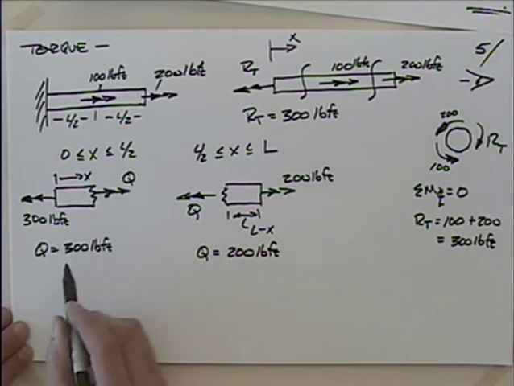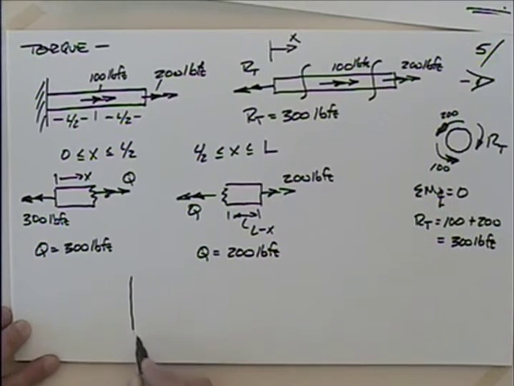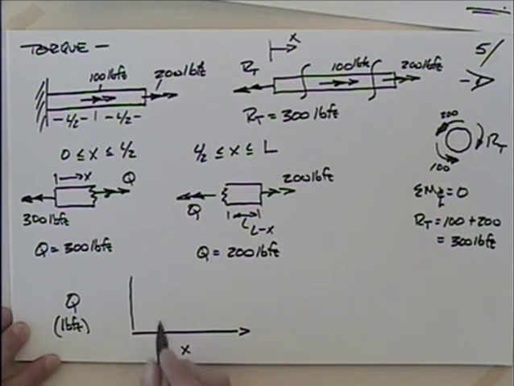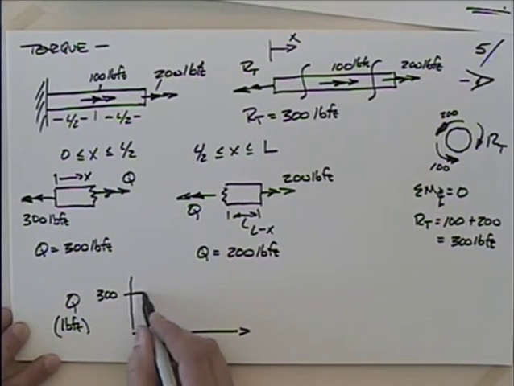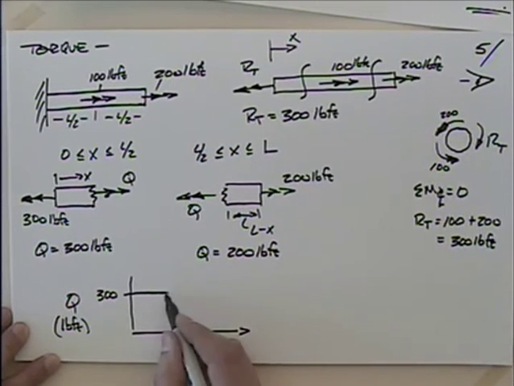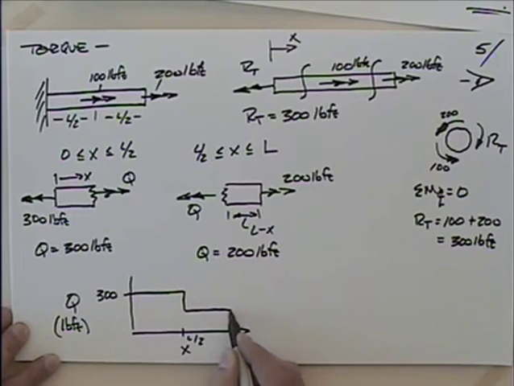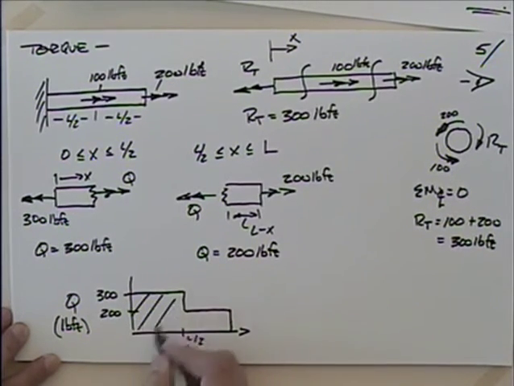So in the first region here, I know I have 300. In the second region, I have 200. So when I go to plot this thing, here is X, and here's our torque in pound-feet. And we have, for a while, 300. And then at L over 2, it drops down to 200. So we have something like that.